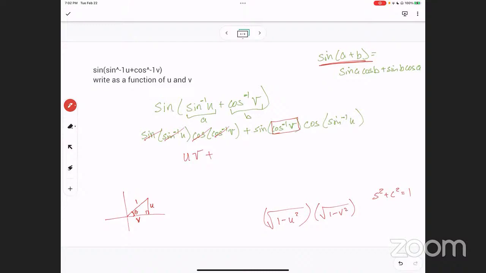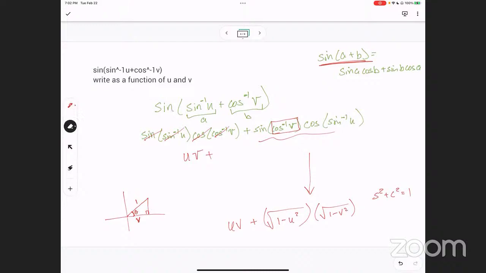You're saying that this is what was written here? Yeah, so it was uv plus that. That's how they wrote the answer out. I was really confused on it. Okay, all right, no, I got it. I know how they did it.